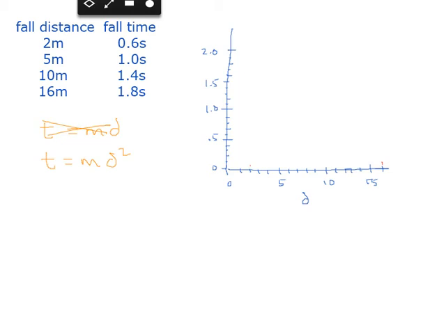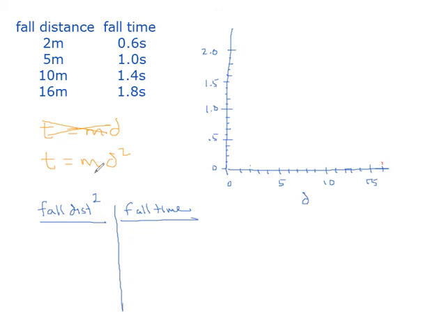To do this, we have to make a new table of values. Where the original one was fall distance and time, this one is talking about time and fall distance squared. So my new table is going to be fall distance squared, and then I'm still going to have fall time. So if this is distances squared, that means I have to take all these distances and square them. I'm going to take 2 meters and square it. 2 squared is 4. 5 squared is 25. 10 squared is 100. 16 squared is 256.